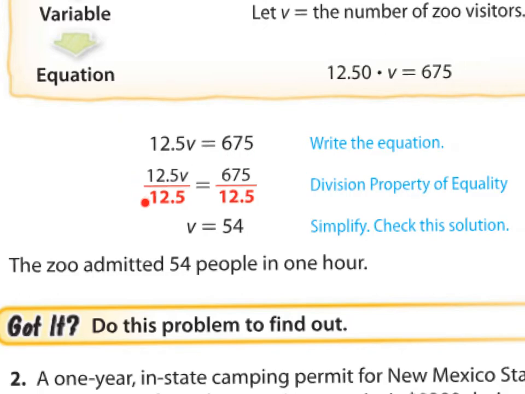Divide both sides by the coefficient in order to isolate the variable, and we get V equals 54. So therefore, there were 54 visitors. Notice we use the division property of equality. So the zoo admitted 54 people in 1 hour.